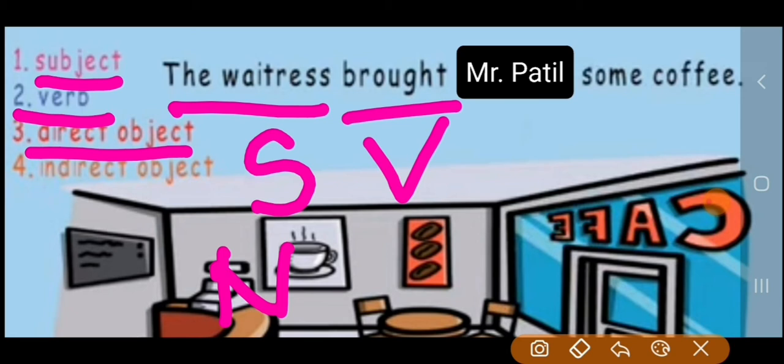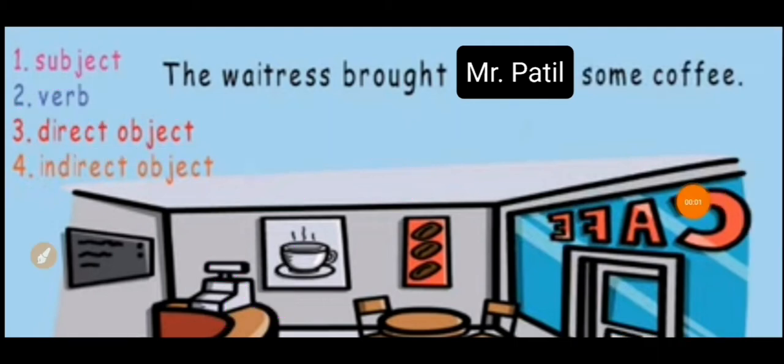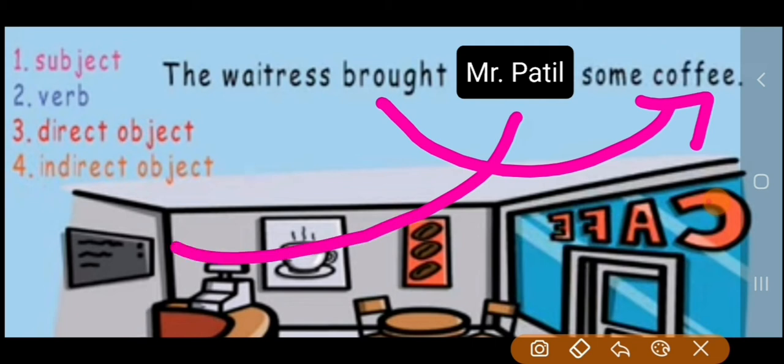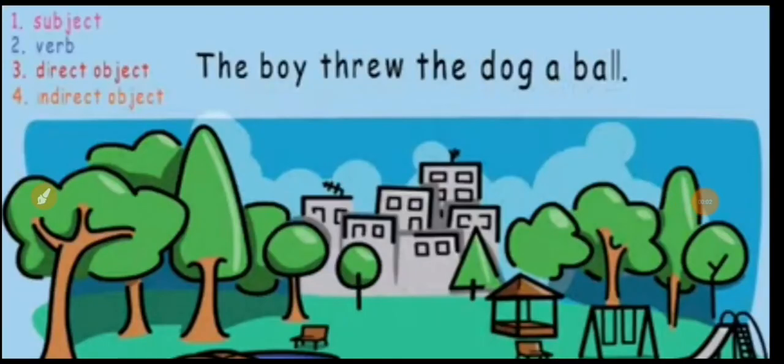Well, since we are pretty sure that the waitress did not bring Mr. Patil, we know that Mr. Patil is not the direct object. Coffee is the direct object because coffee directly received the action of being brought. So, Mr. Patil is the indirect object. Mr. Patil is affected by the action of the bringing of the coffee but not directly. Let us study the next example.